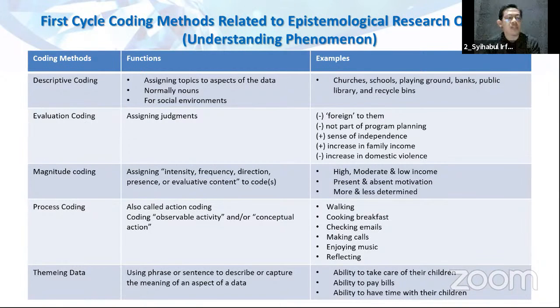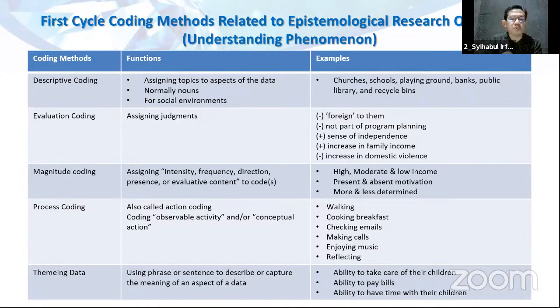Process coding, also called action coding, codes observable activity and or conceptual action. For example, in process coding: walking, cooking breakfast, checking emails, making calls, enjoying music, reflecting, and so on and so forth. This is an example of process coding. There is a process there.